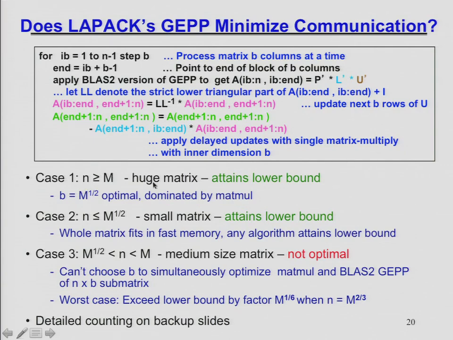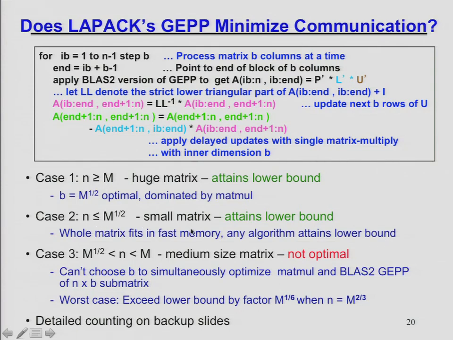The first case is when the matrix is so huge you can't even fit a single column into cache. It turns out that if you do the careful counting, you do hit the lower bound. Because you spend all of your time doing matrix multiply, and the right block size to pick to hit the lower bound is the square root of the cache size. You spend all of your time doing matrix multiply of the largest possible matrices that fit in cache. But it's unusual that your matrix would be so big you couldn't even fit a single column into cache.